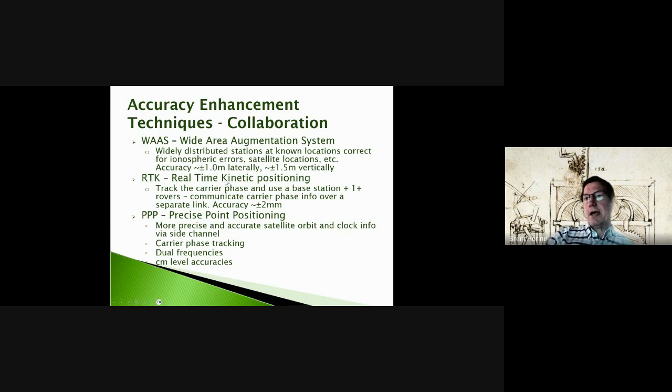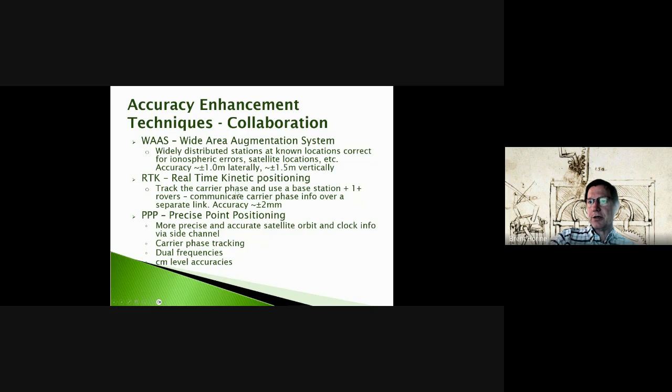Then there's RTK, real-time kinematic positioning. This is kind of similar. We're going to use a base station at a well-known location, and then we have some number of rovers, other stations that we want to correct with the data from this base station.